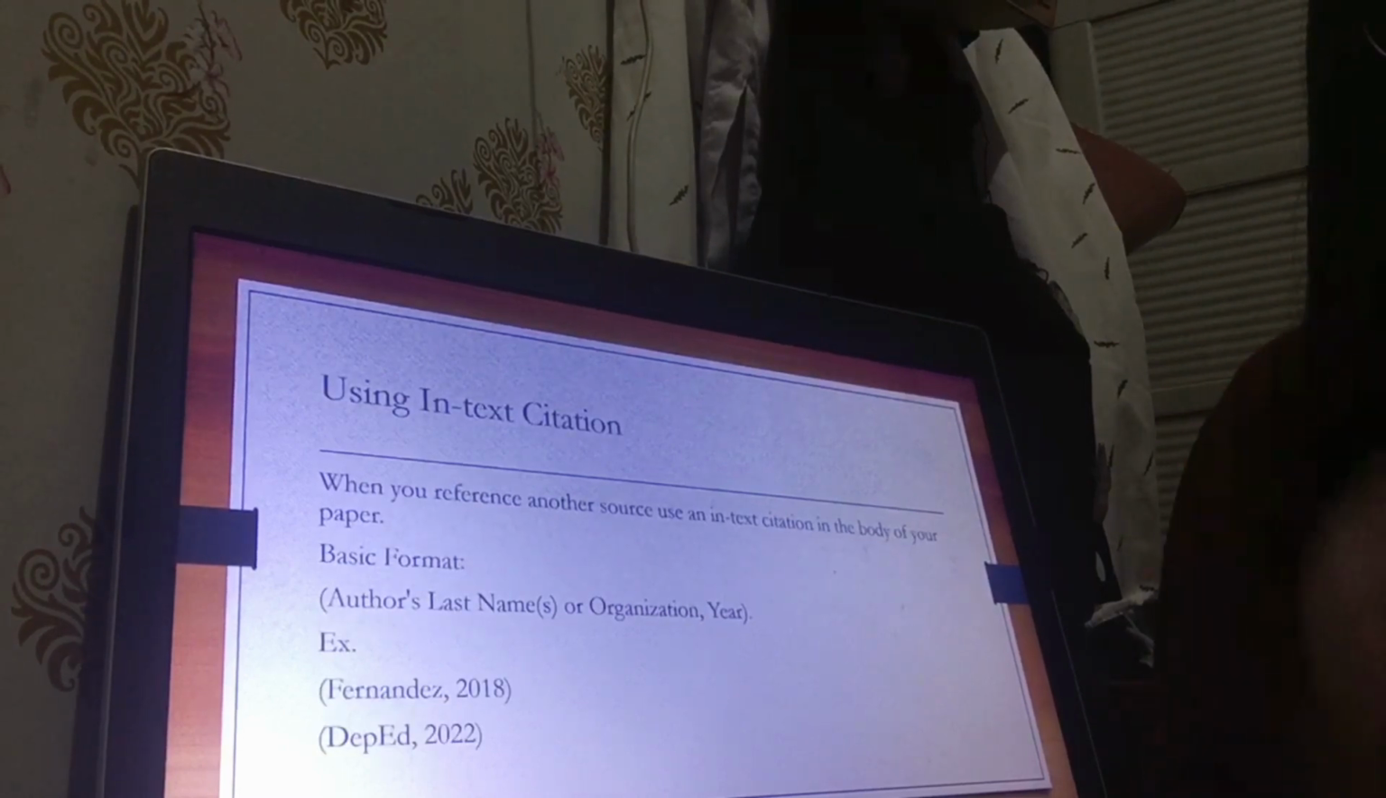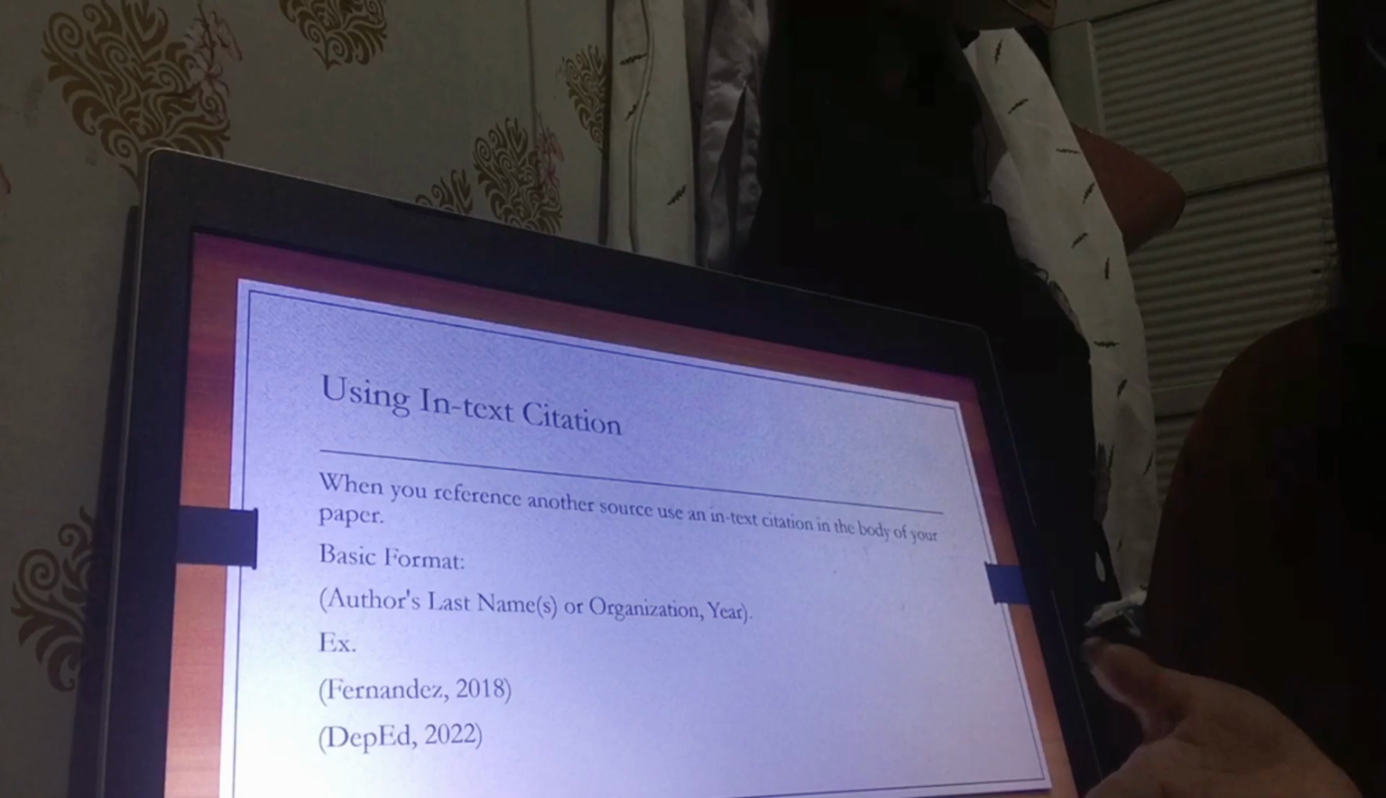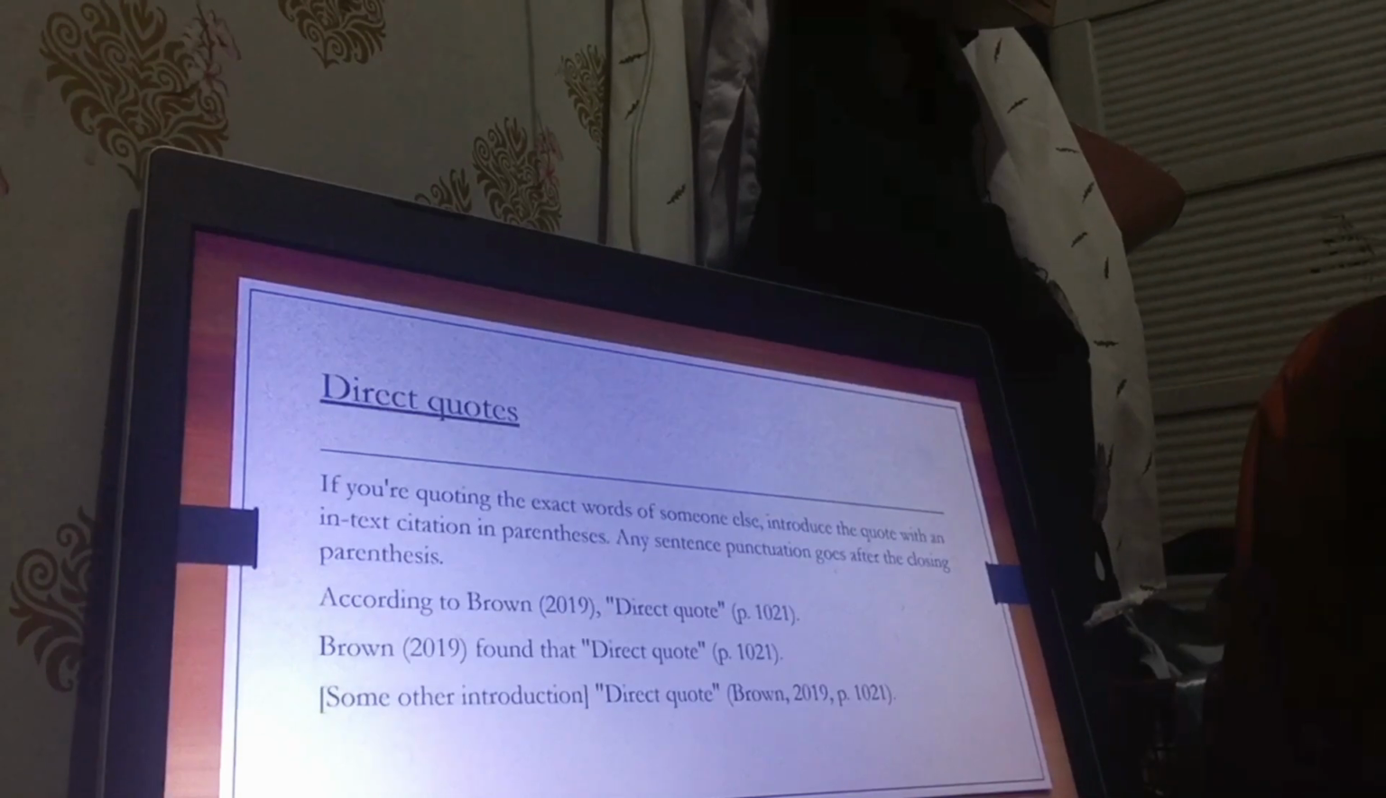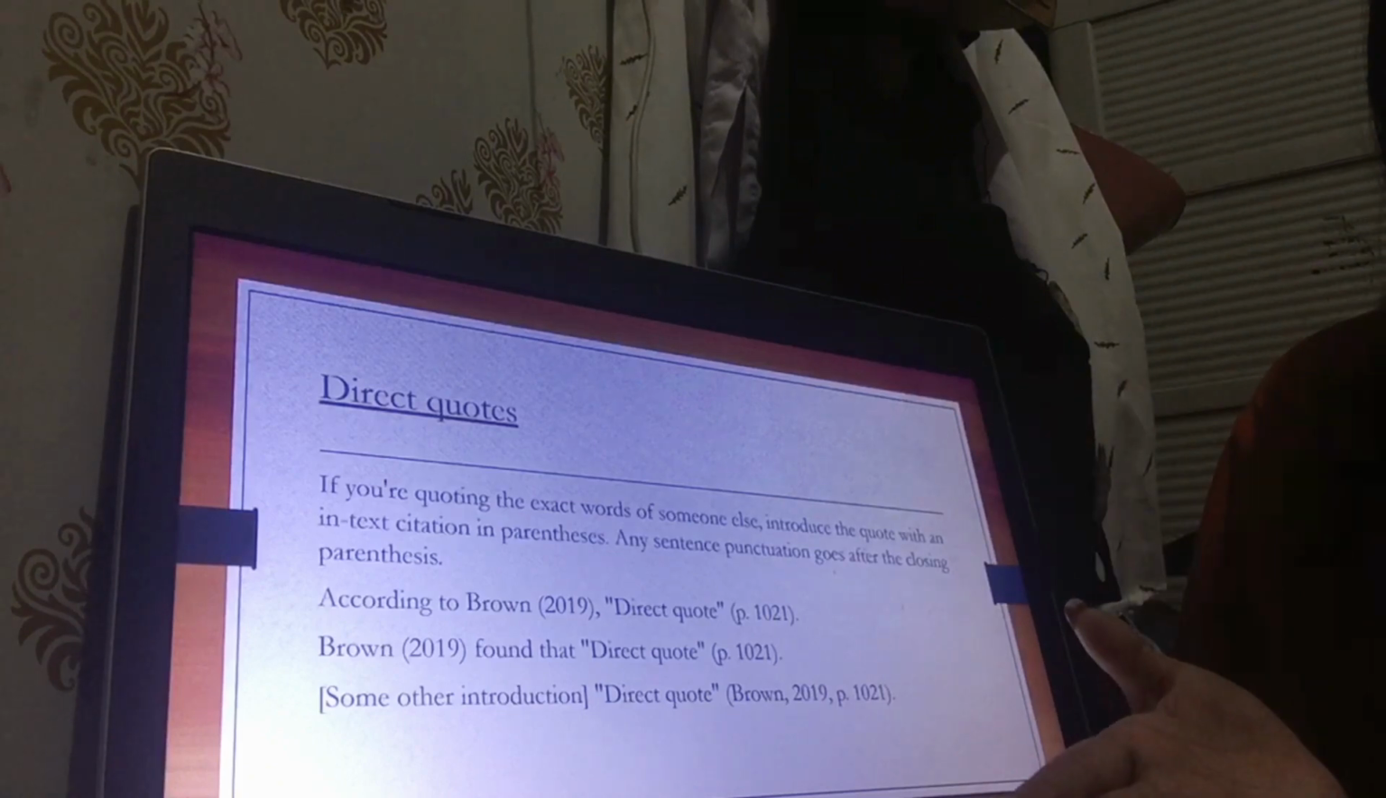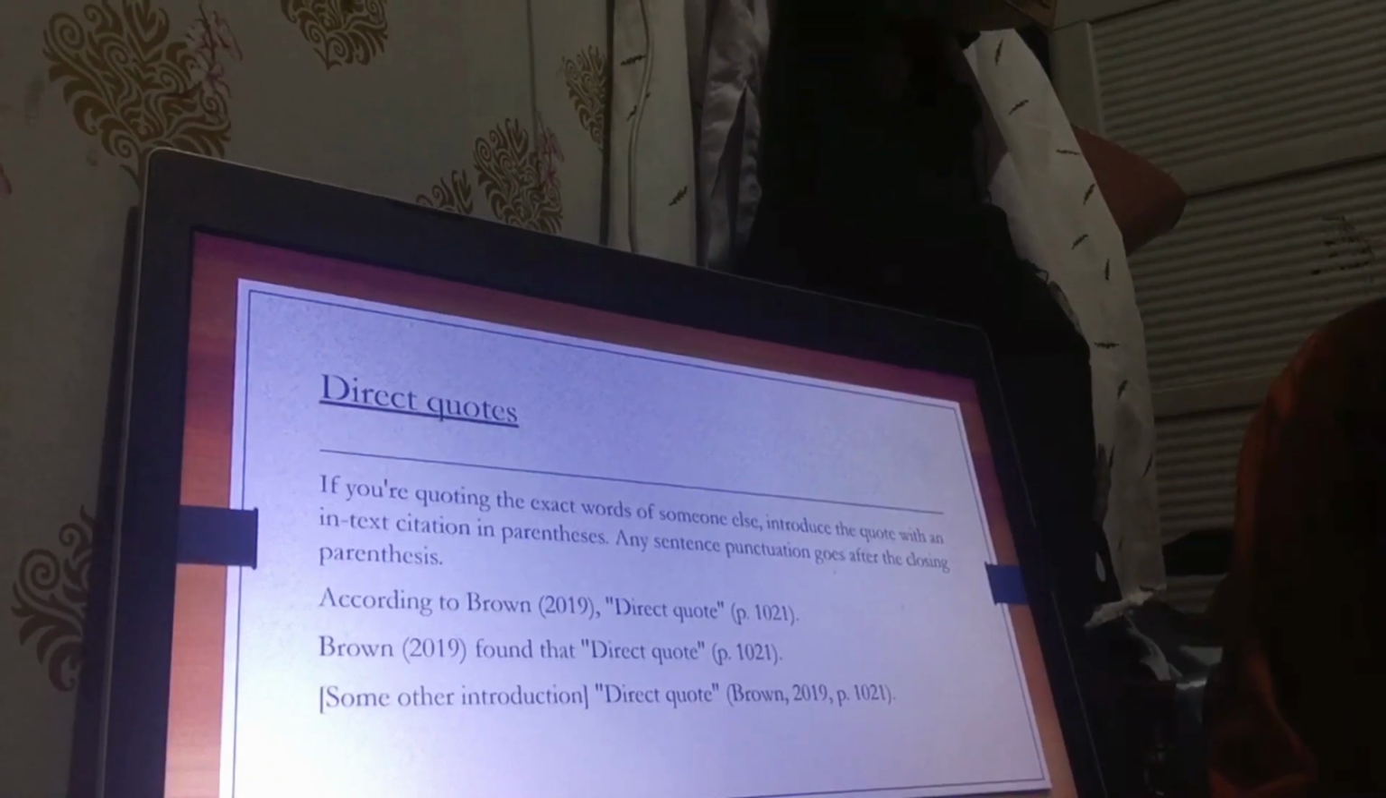The researcher utilizes parentheses to reference the author's name and the publication date in this way, because the names of the authors can be put with the information being mentioned. This is the format of using in-text citation. This is the format of using direct quotes.